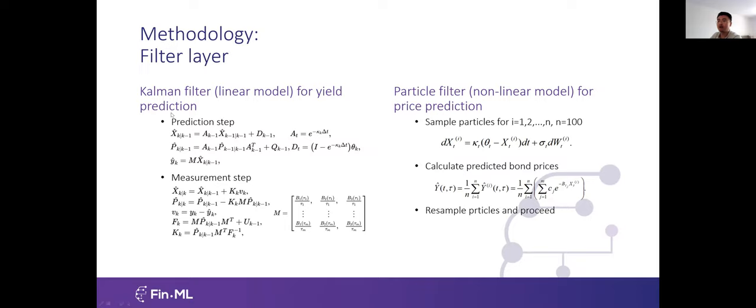Here, I briefly show how these two filters work. The Kalman filter is a linear model to predict the yield values. This is the prediction step from the Kalman filter: it predicts the state variable given the previous state, and it predicts the yield value from this linear equation. In the particle filter, we predict the price value, which is nonlinear. In this model, we sample using this equation. We have these dynamics, which we can work out using sequential Monte Carlo simulation. We can sample many particles for this X, where each i stands for a particle. Then we calculate the bond price for each particle. Now we take the average value, which can be considered the predicted bond price. Then we keep resampling and proceed to generate new predictions.